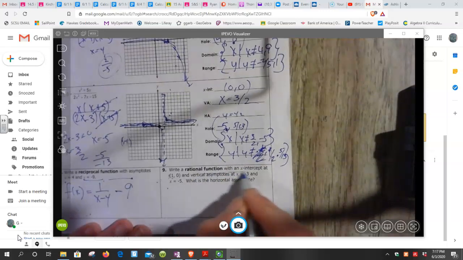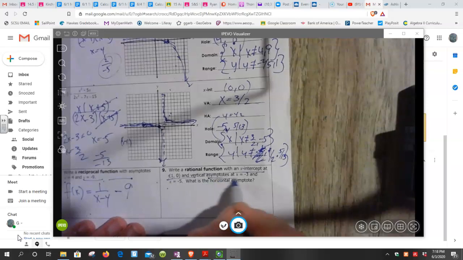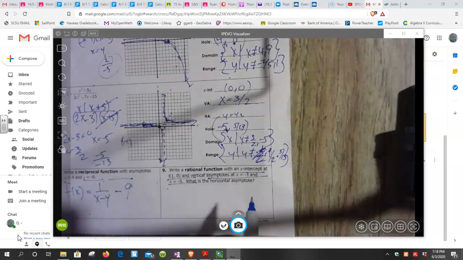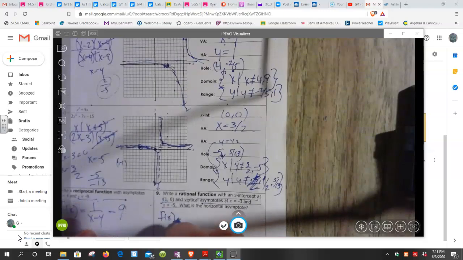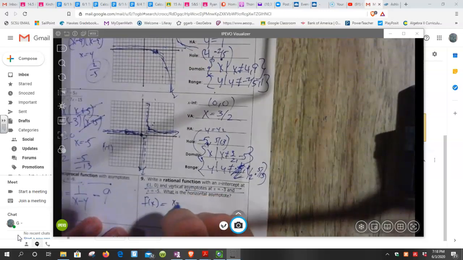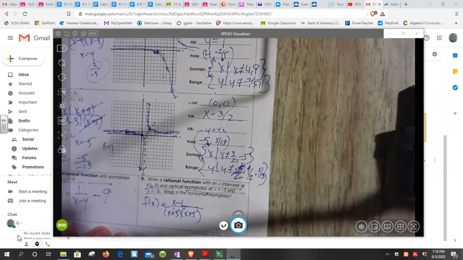Now here you want to have a rational function with an x-intercept of (1, 0), with the vertical asymptotes of negative 3 and negative 5. What is the horizontal asymptote? Well, if you got f of x, you're going to have x minus 1 in order to have an x-intercept of (1, 0). It's got to be x minus 1. And in order to have a vertical asymptote of negative 3, it's got to be x plus 3 and x plus 5.